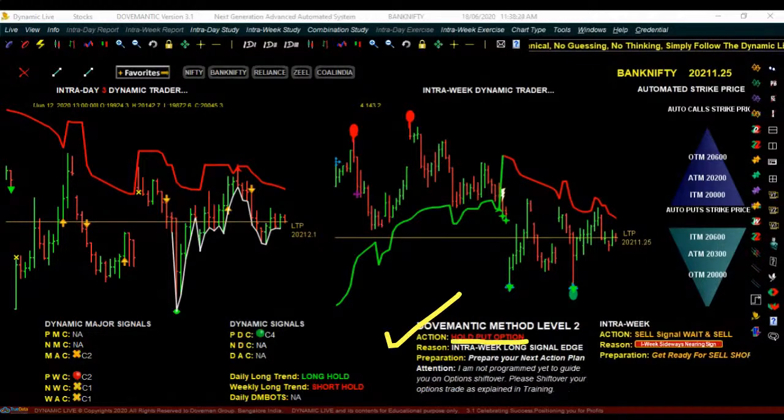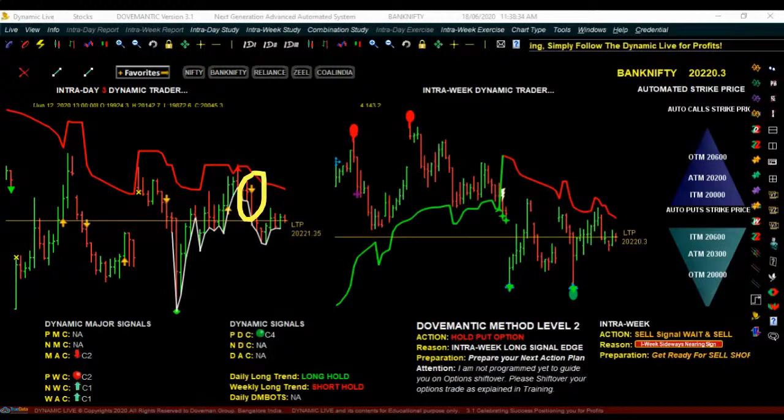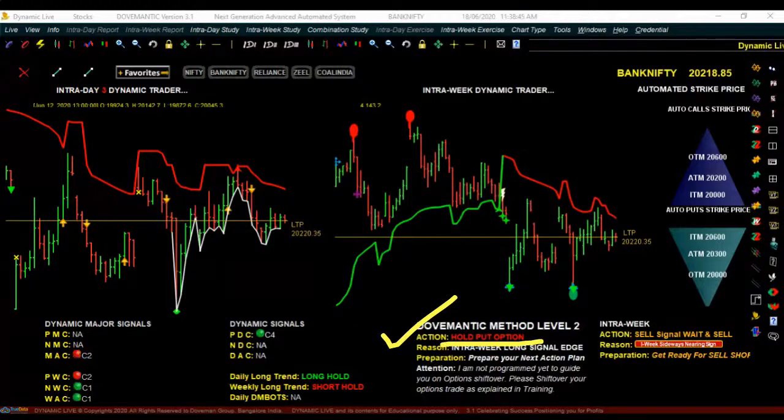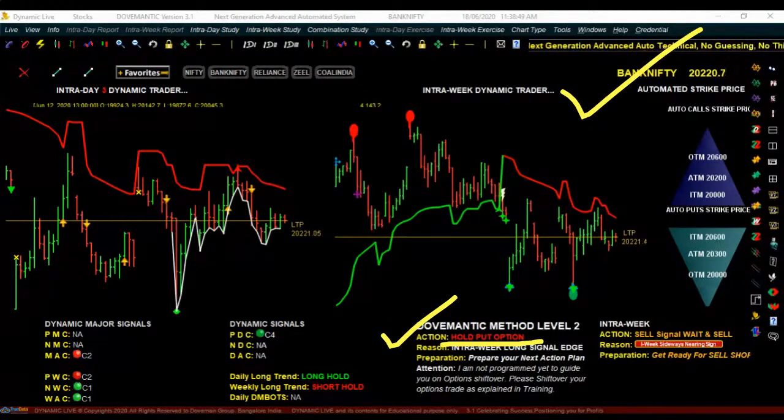Now it is written as hold put option. But let us say at this point it was written as buy put option now. So your job is to just read it, and read it loud. And before you read it, you must know which script you're trading. So this is Bank Nifty. So read it as Bank Nifty buy put option now.